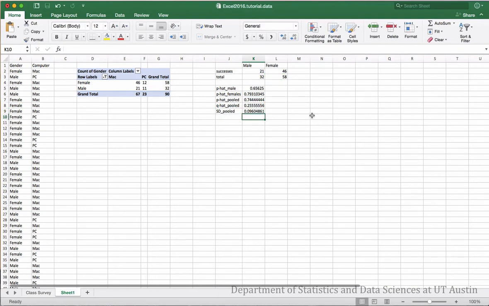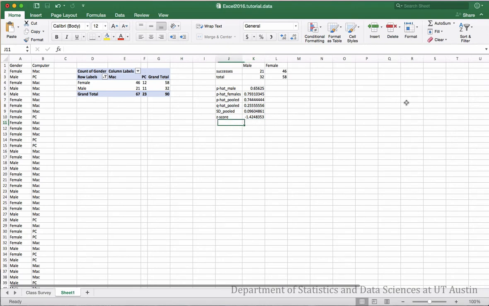So now that we have all that information, what we can then calculate is our z-score. Our z-score is just going to be the difference in our p-hats, so the p-hat for males and the p-hat for females. Order of subtraction does not matter, just be sure to be consistent. So I'm going to do p-hat males minus p-hat females, and then I'm going to divide it by standard deviation pooled. Now we have our z-score.